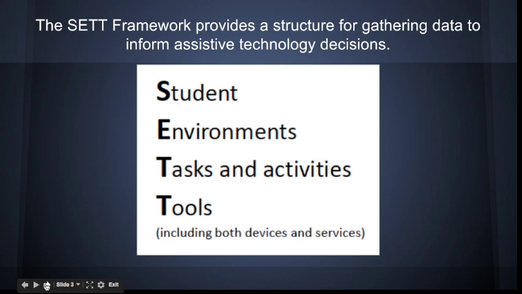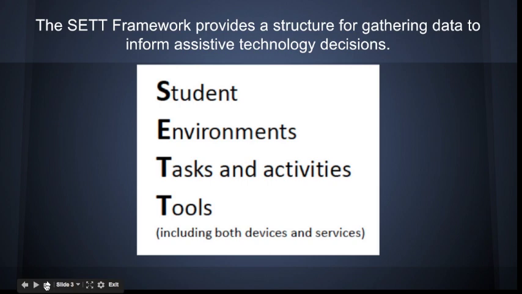The purpose of that SETT framework is to provide a structure for gathering the data so we can make informed decisions about assistive technology. The four components of a SETT are the student, the environment, tasks and activities, as well as tools. And that's included for both your devices and services related to assistive technology.